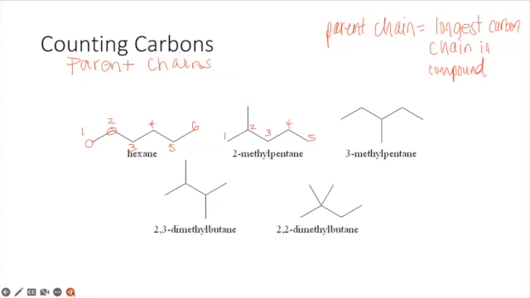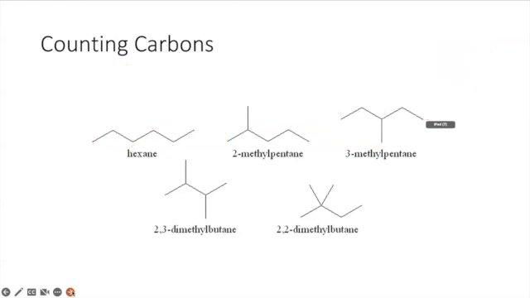Looking at this next molecule, I could count 1, 2, 3. Now I have some options. I could come here, but I stop at 4, whereas if I come here, 4, 5. So I'm going to stick with my 4, 5, because that's the longest parent chain.